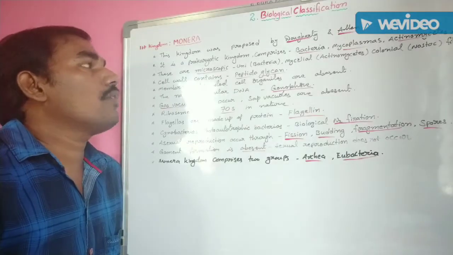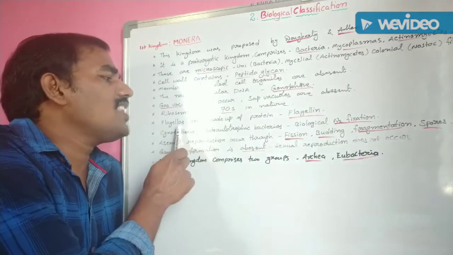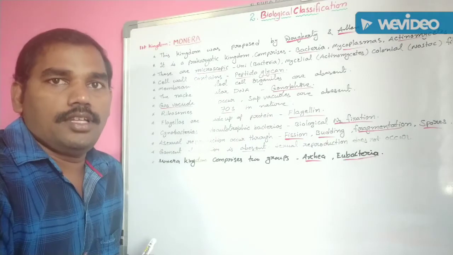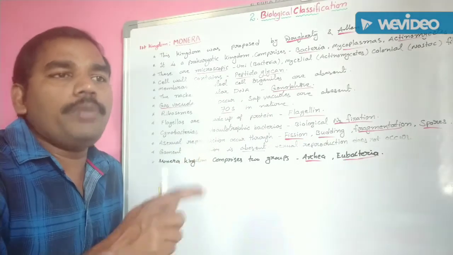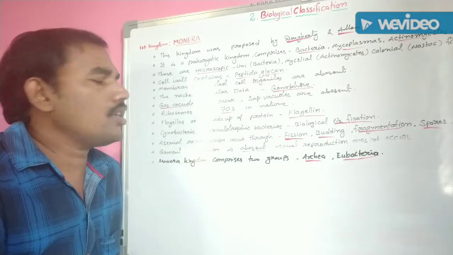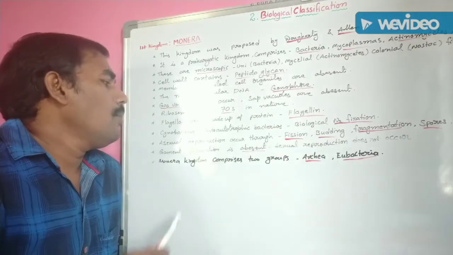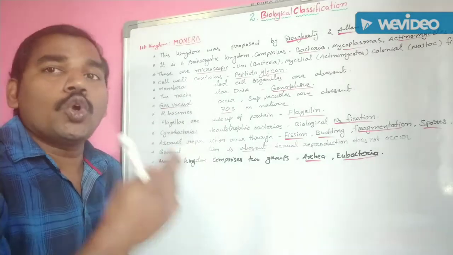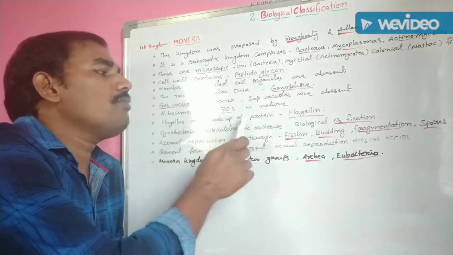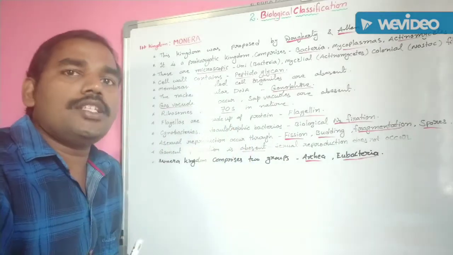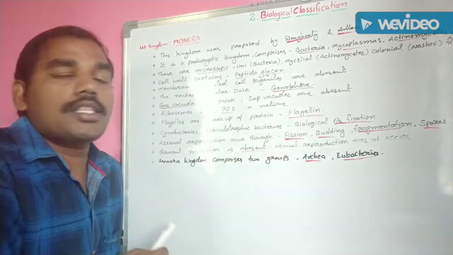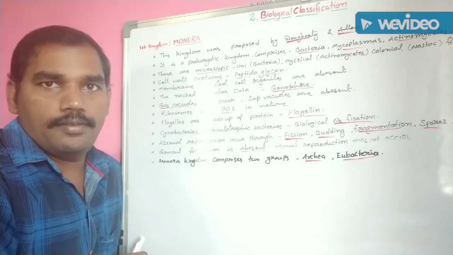Motile organisms of the Monera kingdom have flagella. Flagella are helpful for swimming, movement, and locomotion. Understand? Because of the presence of flagella there is locomotion. These flagella are mainly made up of a specialized protein, flagellin.